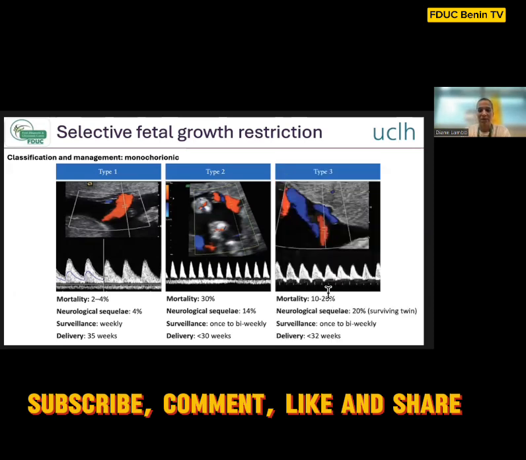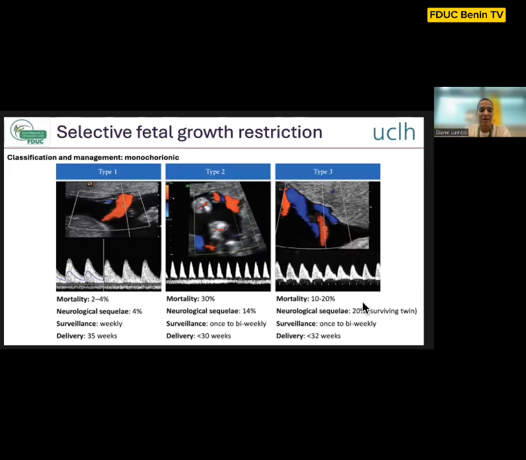So what about type 3? Type 3 is where you have a cyclical or intermittent pattern of absent or reversed end diastolic flow. And you can see that here in the picture. So at the beginning, there's reversed end diastolic flow. Moving towards the end, you've got absent end diastolic flow, but no longer reversed. And the reason why this happens is because of the anastomoses, which are within the single placental mass of the monochorionic pregnancy, that you get this sort of cyclical pattern of Doppler changes.